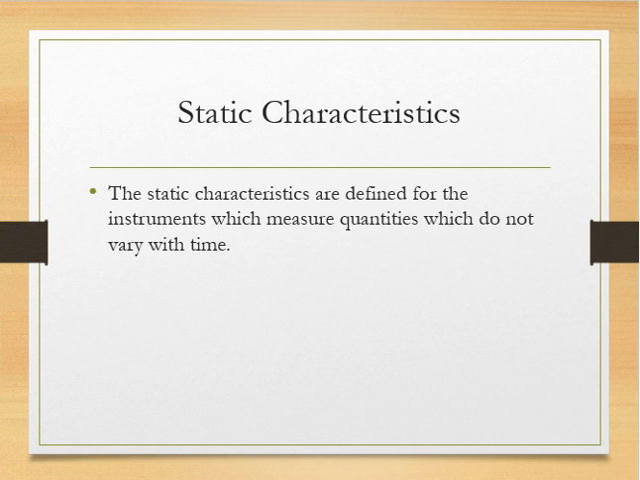So what do you mean by static here? The static characteristics are defined for the instrument which measures quantities that do not vary with time, which are generally fixed. Such parameters or quantities can be called static quantities, and the characteristics of those parameters are called static characteristics.